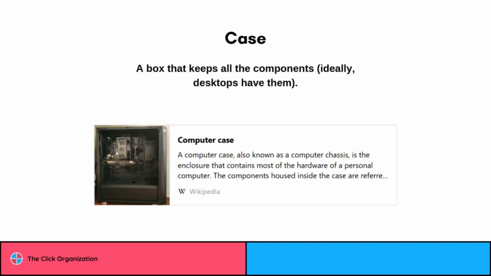Okay, this is the component of hardware that only desktops have. So if you have a laptop, this will not be something for you, but its name is case, and it's a box that keeps all the other components in it. Okay, so it is a computer chassis, as it's written in here, the enclosure that contains most of the hardware of a personal computer. For example, motherboard and all the other things are combined in here.